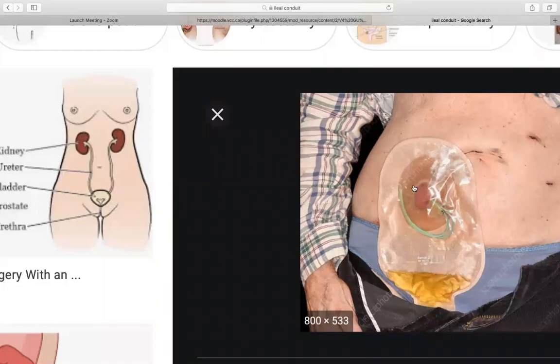And here you can see someone with the urostomy, or sorry, with the ileal conduit right here. Looks like a normal stoma, but it's actually urine coming out.